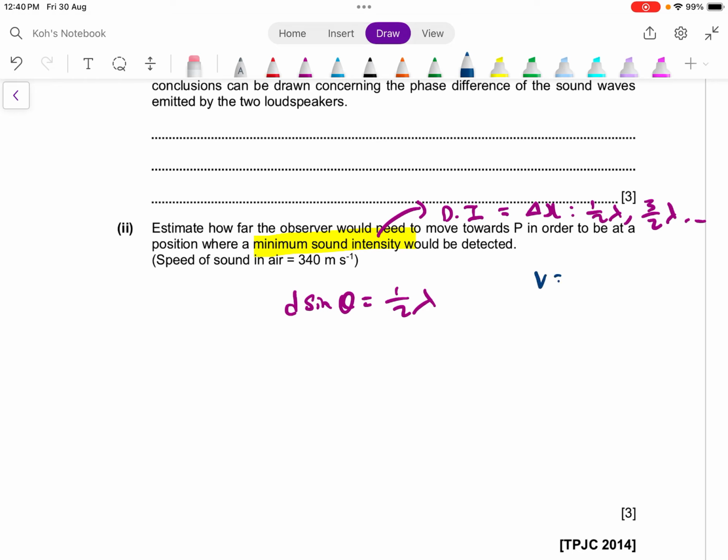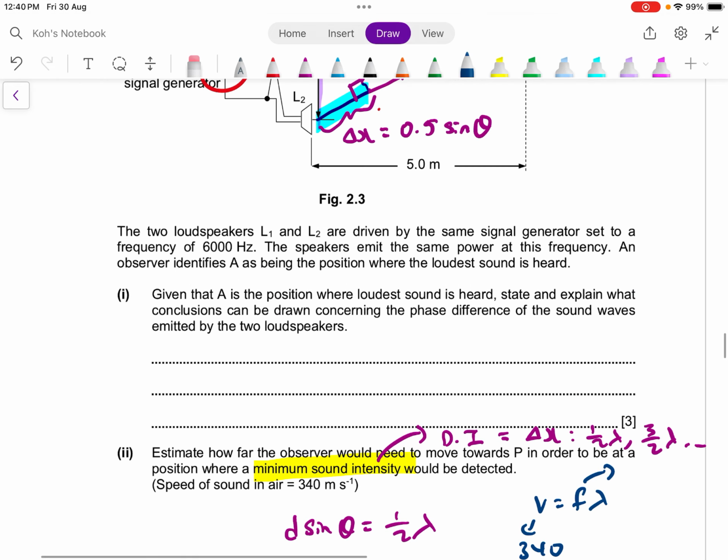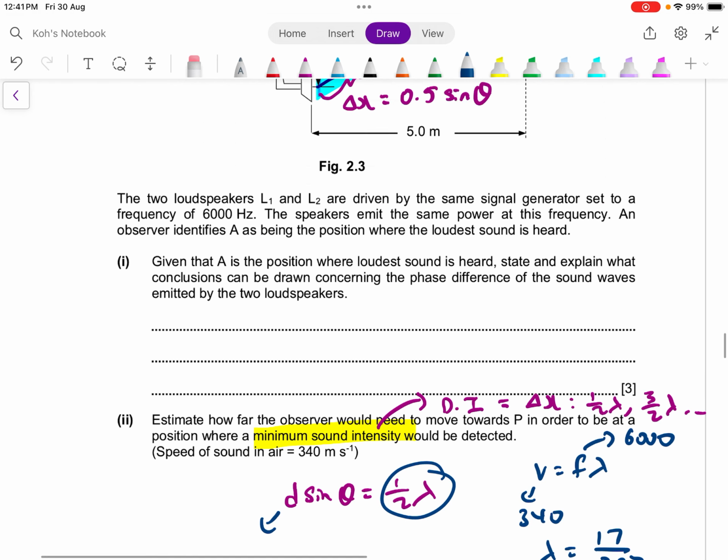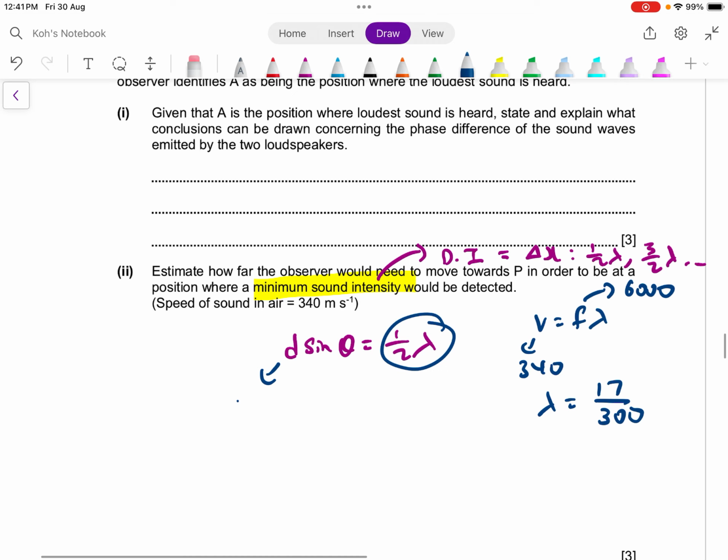So for your lambda, you use v equals f lambda first. My v is 340. My frequency is given as about 6,000 hertz. So my wavelength is quite small, definitely. So 340 divided by 6,000 will give you about 0.0567 meter. So you just need to multiply with this. So this part will be 0.5 sine theta, then half times that wavelength. After that, you just find what sine theta is.